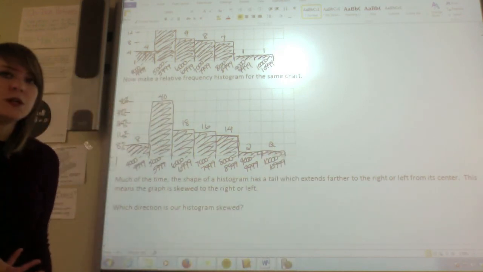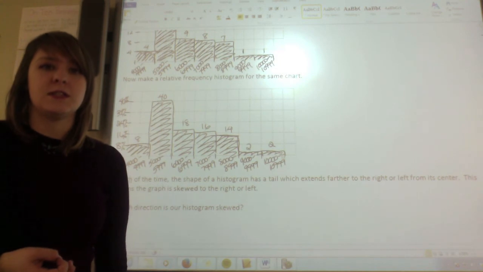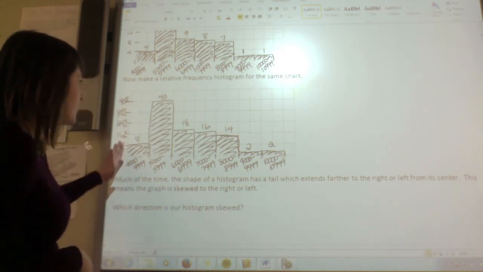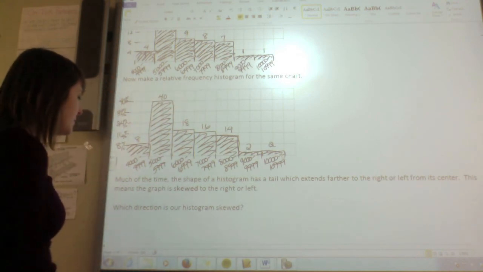So you'll notice that my chart looks exactly the same. The only difference is that my y-axis is different in each of the charts. In one it's measuring a percent, and in the other it's measuring a frequency.